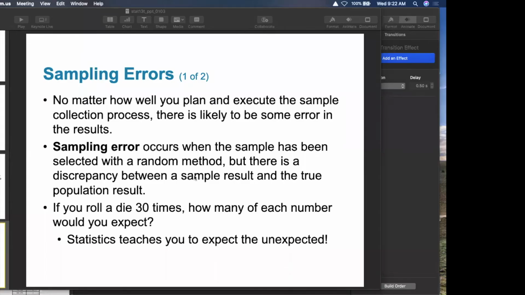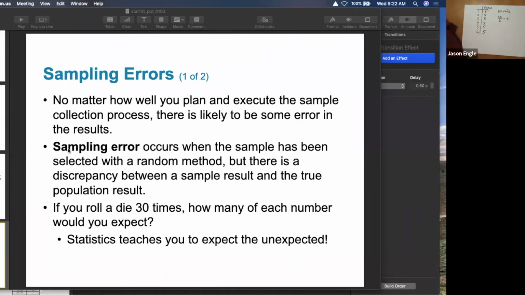But that's what I'm referring to by sampling error. Although I expect the same frequency for each of those 6 numbers, I wouldn't be surprised if the sample result was different from the true population result. That's an example of sampling error.